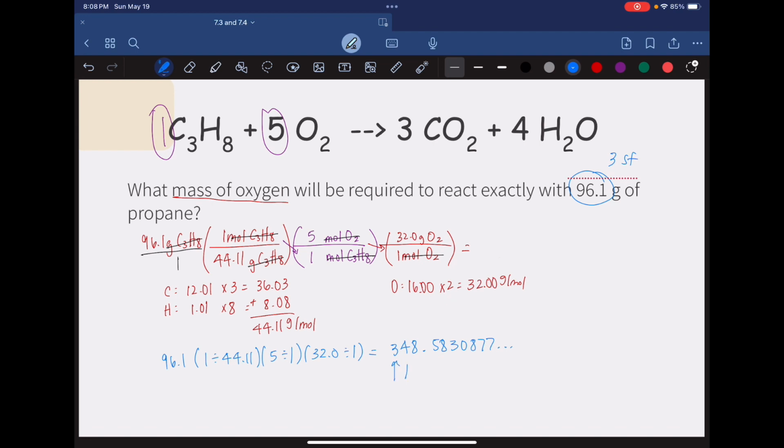If I'm rounding, 3, 4, and 8 are all significant, so I draw my line. This 5 will round that 8 up, and so I can round this to 349 grams of O2. So if I have 96.1 grams of propane, I will need exactly 349 grams of O2 to react with it, so there's nothing left behind.